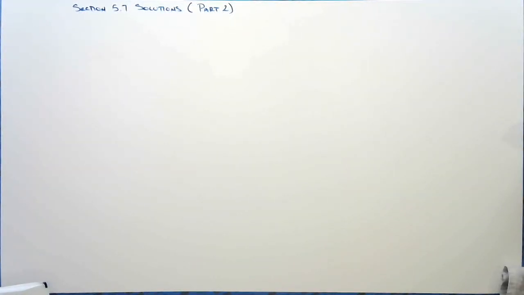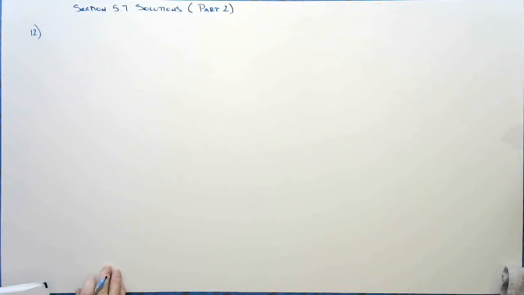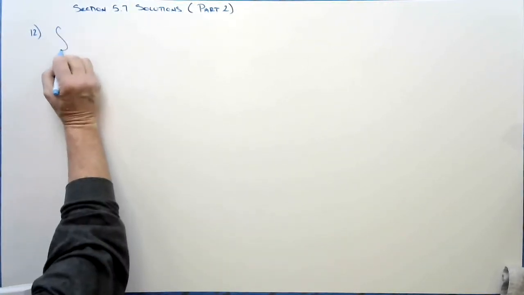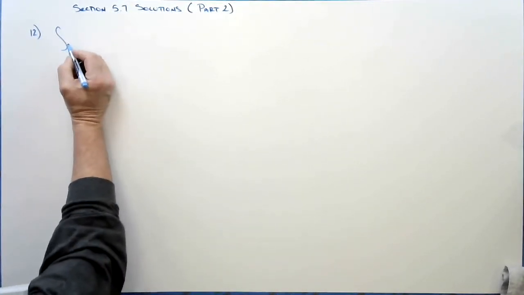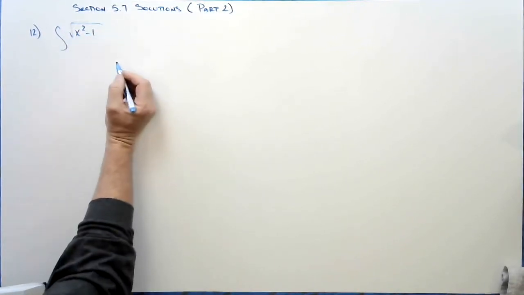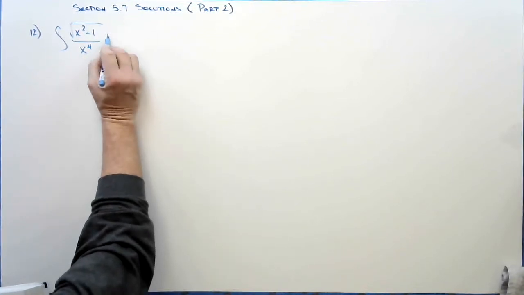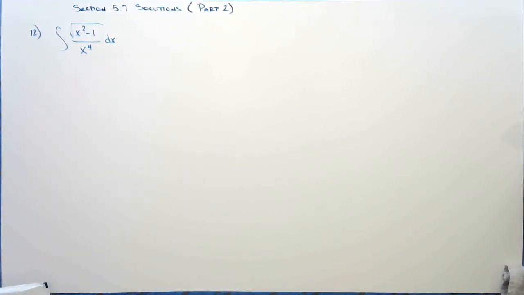All right, the next problem I'll work on here on the second homework explanation video is going to be problem number 12. Now in problem 12, they give us the integral of (x squared minus 1) to the 1/2 divided by x to the 4th dx. All right, it's an indefinite integral.